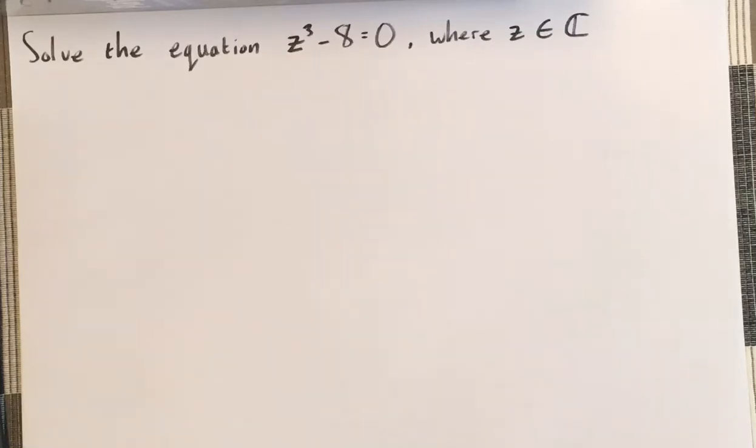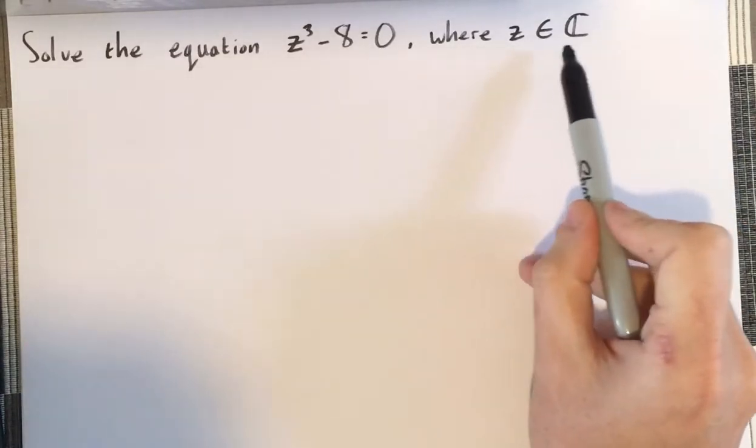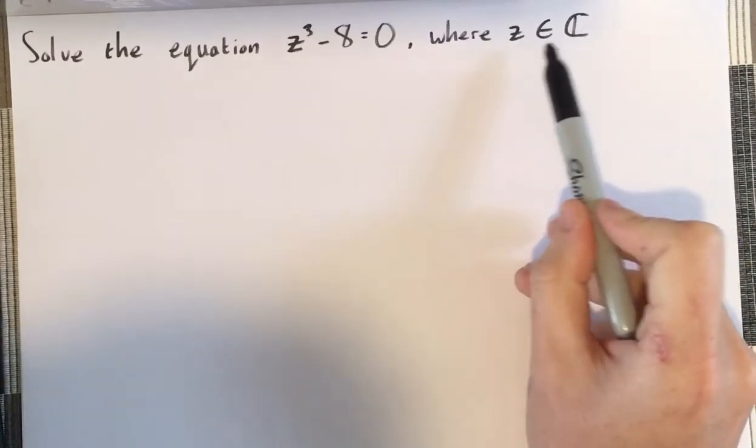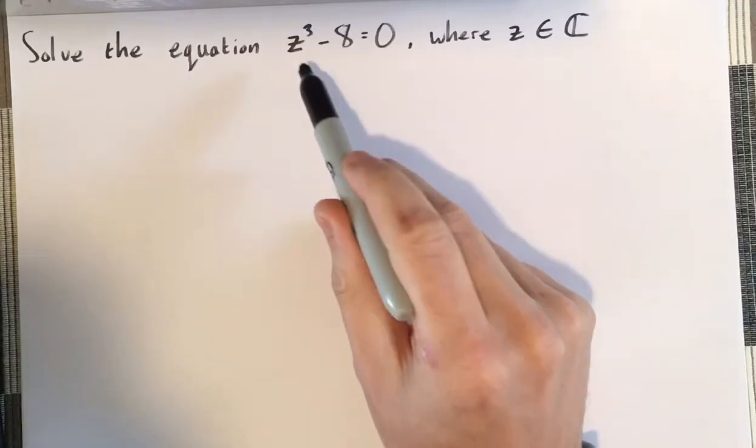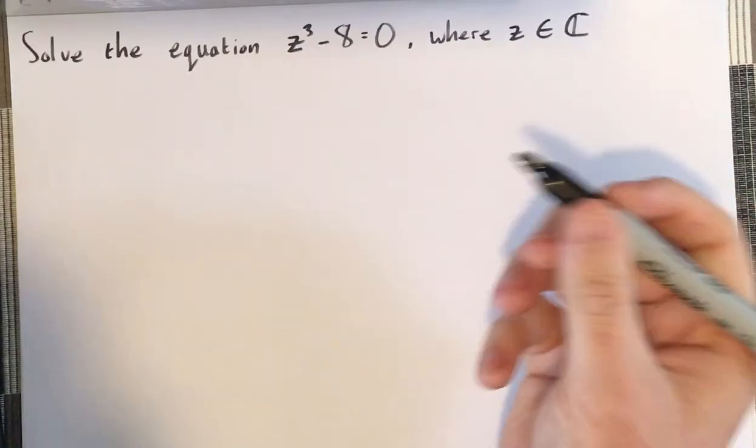Okay, so the question here is: solve the equation z cubed minus 8 is equal to 0, where z is an element of C, z is a complex number. It may or may not be on the exam. It's quite important here, but I'll cover that in a second. But just z cubed minus 8 is equal to 0.